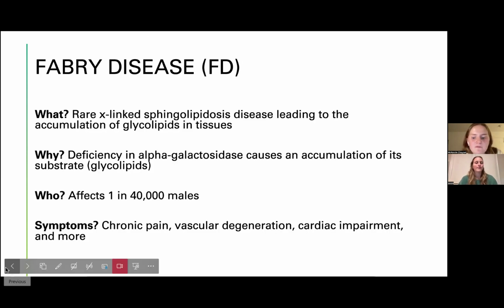Next, we're going to go into Fabry disease. Now, this is the most prominent disease that you're going to hear when you hear alpha galactosidase. It's a rare X-linked sphingolipidosis disease leading to the accumulation of glycolipids in tissues. It happens when glycolipids are not being hydrolyzed or degraded, so obviously they're going to accumulate. It leads to chronic pain, vascular degeneration, cardiac impairment, and more. And since alpha galactosidase is X-linked, it affects primarily males, and it's going to affect 1 in 40,000 males.